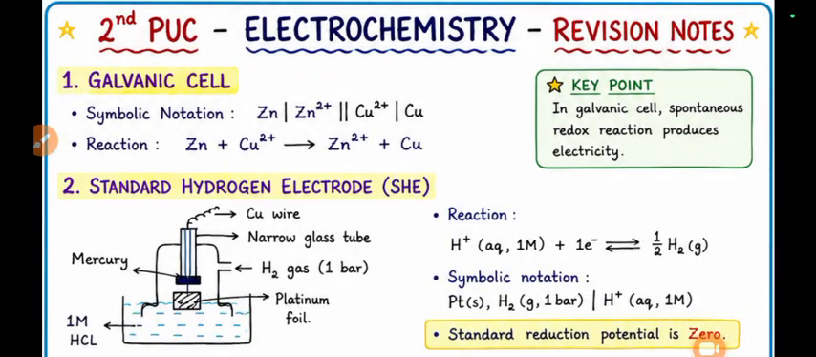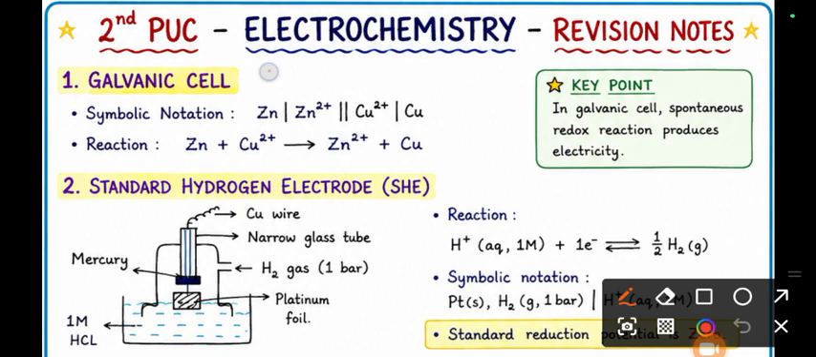Electrochemistry, second PUC chemistry ಒಂದು important chapter. So here is the simple revision notes of this chapter. So let us understand first galvanic cell.